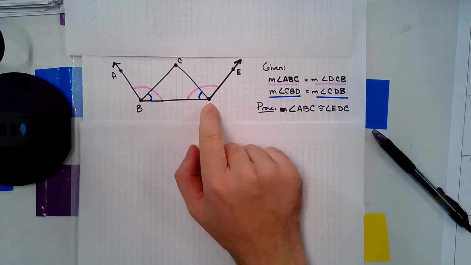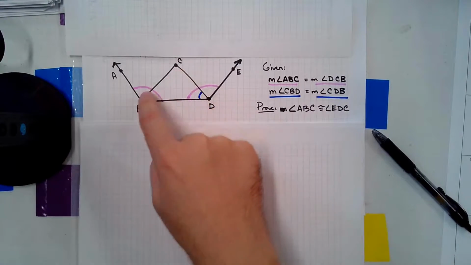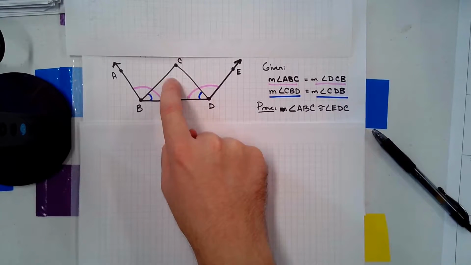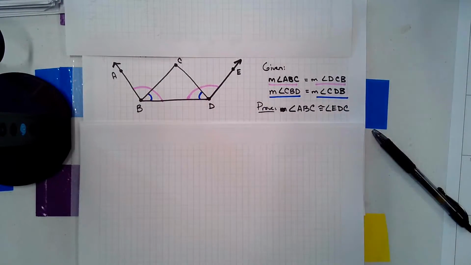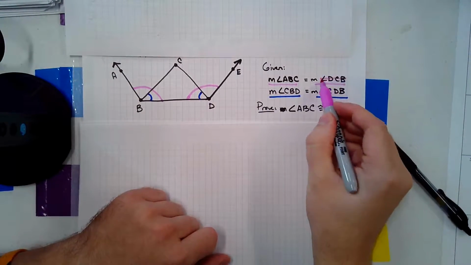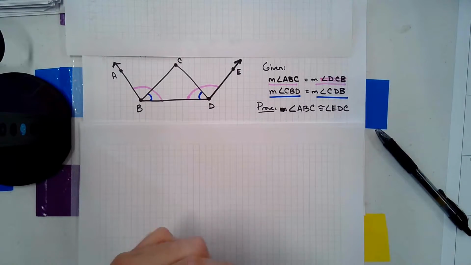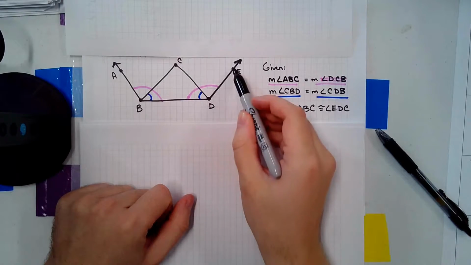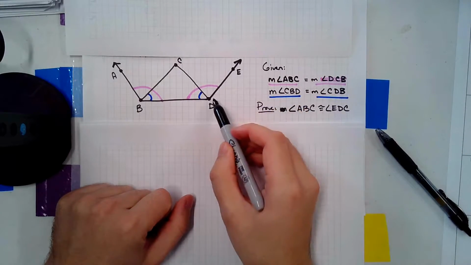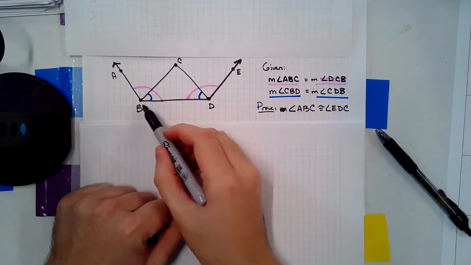Because DCB, check it out, DCB is this angle right here. That ain't what we want, at least not for today. I'm jumping too far ahead. So scratch that out. It's not going to be DCB. What are we going to name this angle right here? This pink angle? What is the name of that angle?